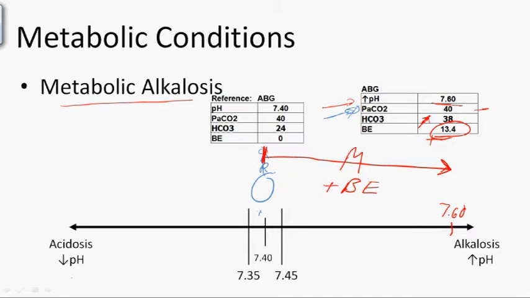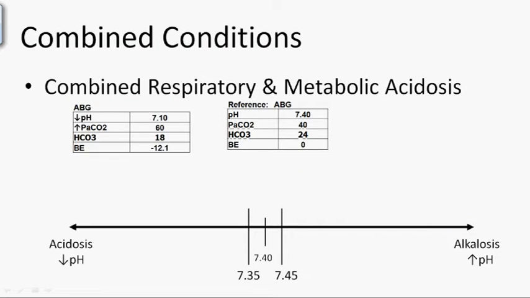All right, now because the only vector that's having any effect here is the metabolic one, it's strictly a metabolic alkalosis. And this base excess tells us that it's a huge metabolic component. Let's look at some more examples. Remember this process about how to draw the vectors. Okay, now we're getting into some meat here.